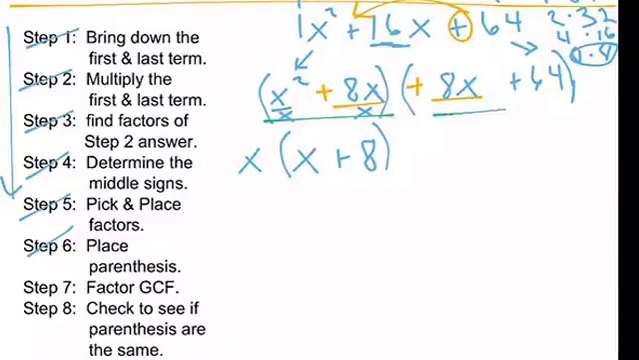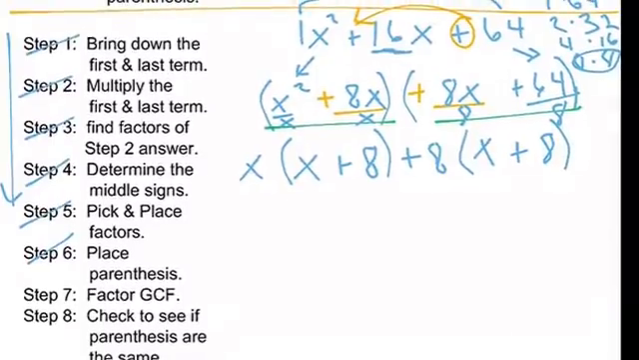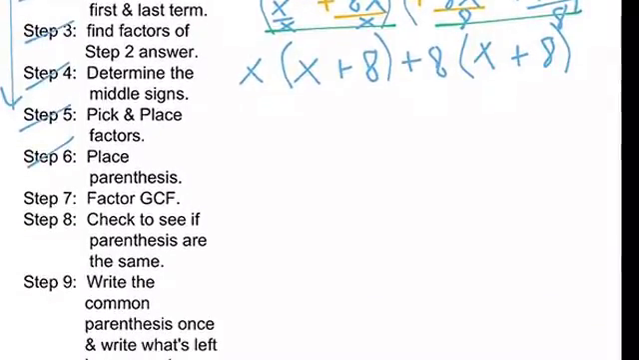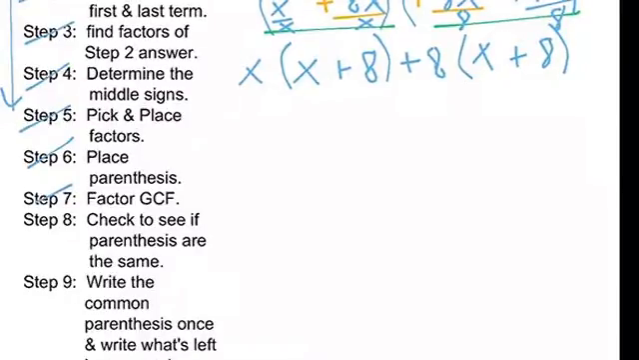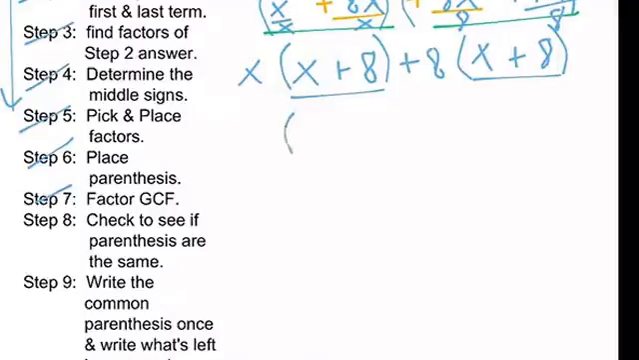Over here, I have an 8 in common with both, so I'm going to pull out a positive 8, and 8x divided by 8 is x. 64 divided by 8 is 8. Okay, that takes care of step 7. Step 8, check to see if parentheses are the same. They are. So I'm going to write that down.